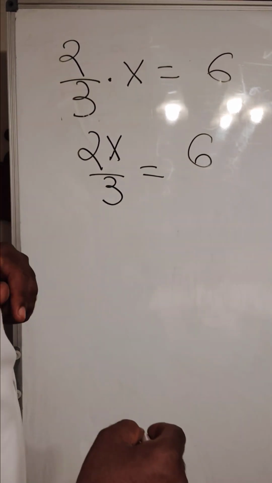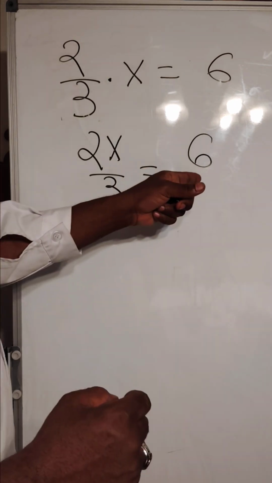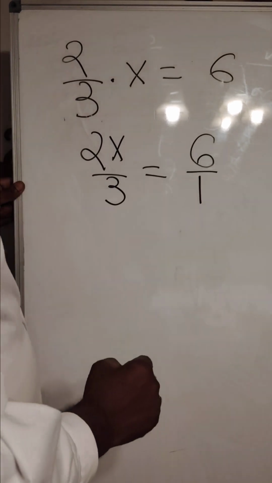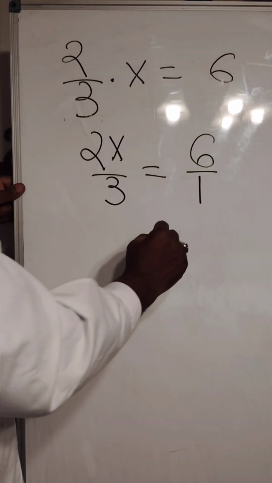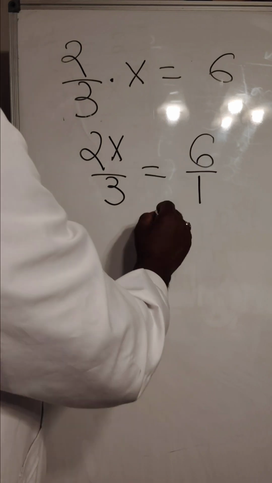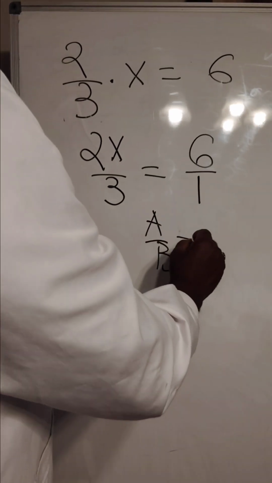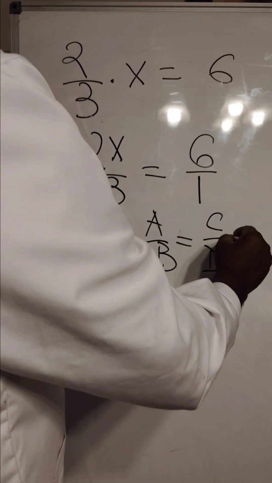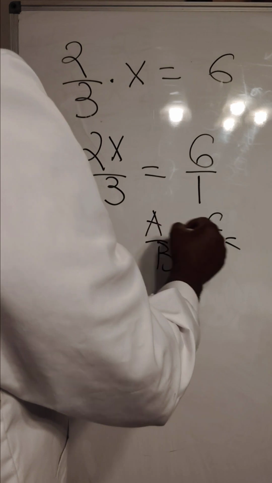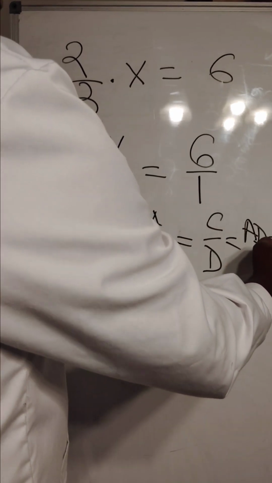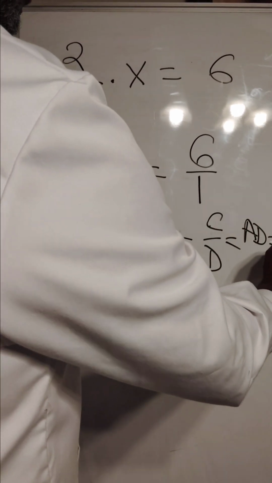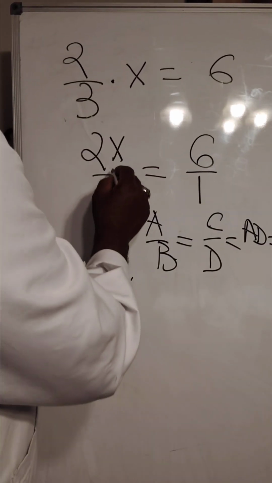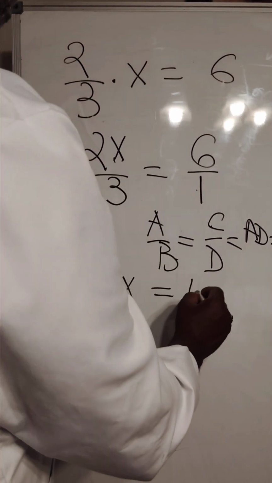But remember something that we learned way back. This whole number can be written as a 1 as well. But you remember now the story of A over B equals C over D is straight across, cross multiplication. So you got AD equal BC. Remember that? So in this situation, then you're going to have 2x because we're going to multiply by 1, and we're going to have 18.